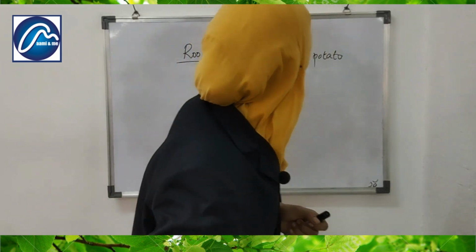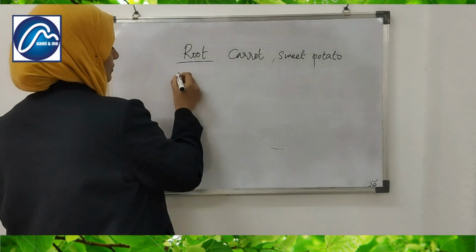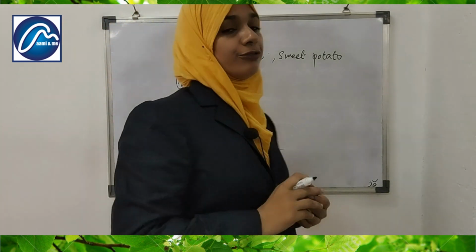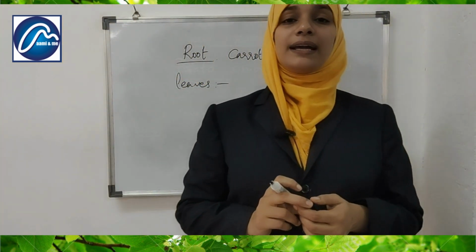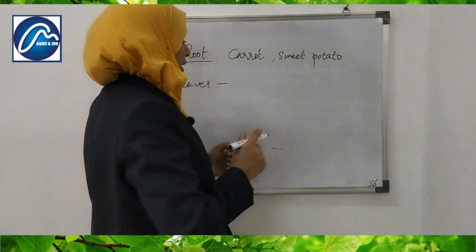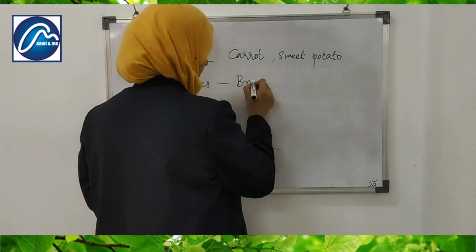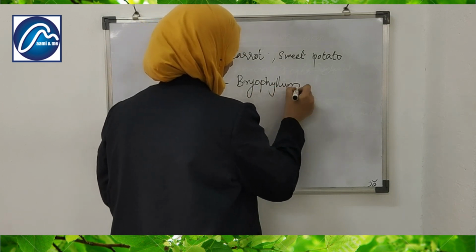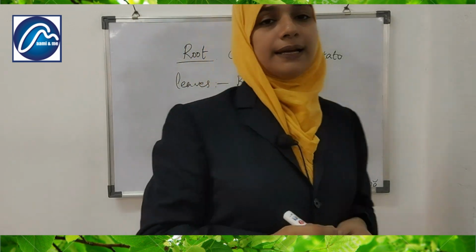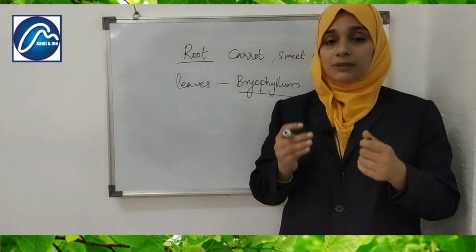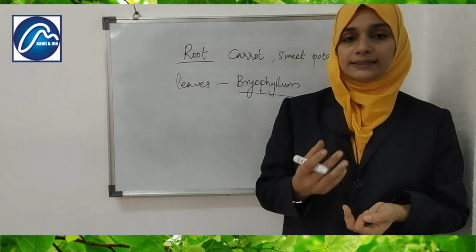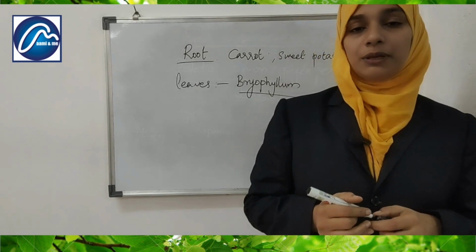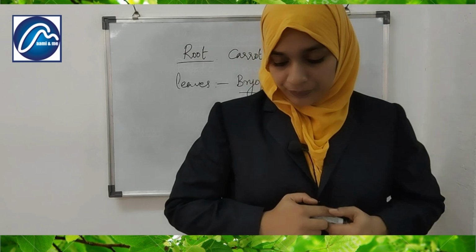Then next, leaves. New plants formed from leaves. There is a plant called bryophyllum. In the bryophyllum plant, new plants are coming from the leaves of this bryophyllum.